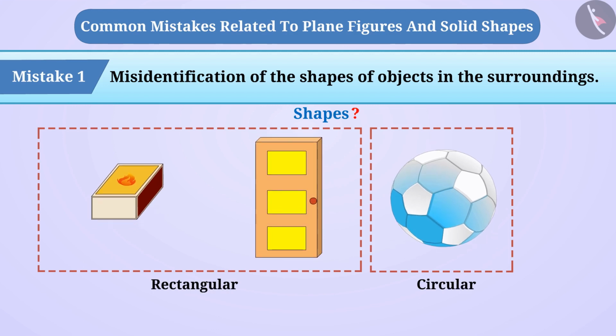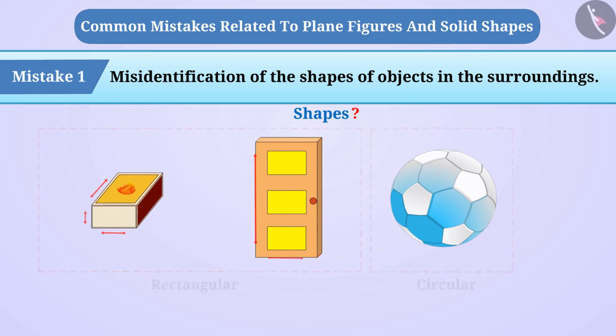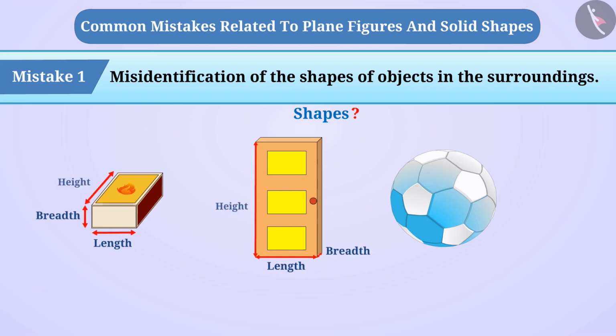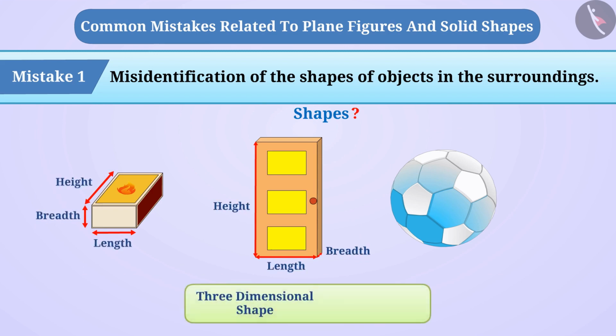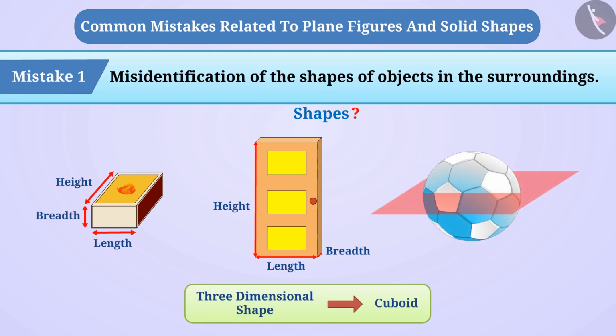Remember that the matchbox and the door have 3 dimensions such as length, breadth and height. That is, the matchbox and the door have 3 dimensions. Therefore, these are 3-dimensional shapes which are called cuboids. If we talk about the ball, then we see that it is not situated in one plane. Therefore, it is also a 3-dimensional shape which is called a sphere.